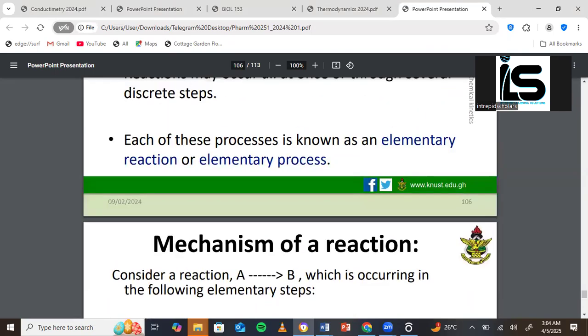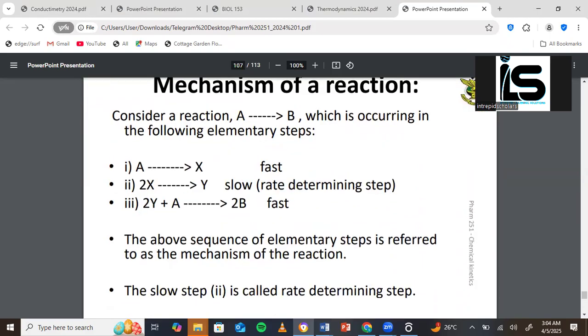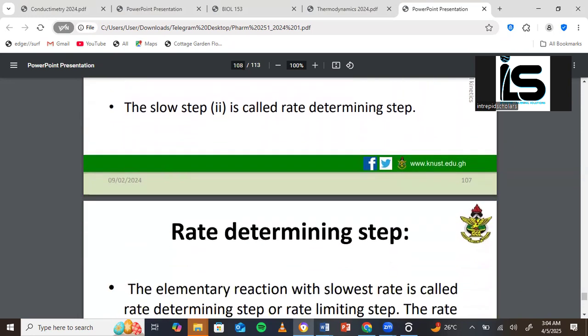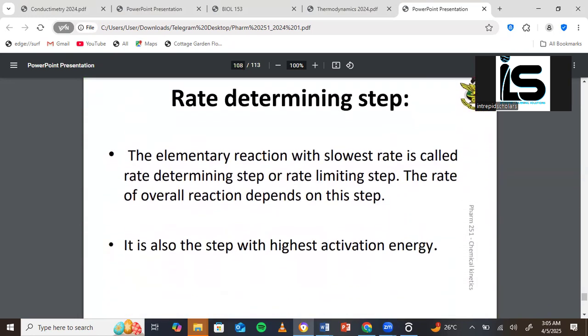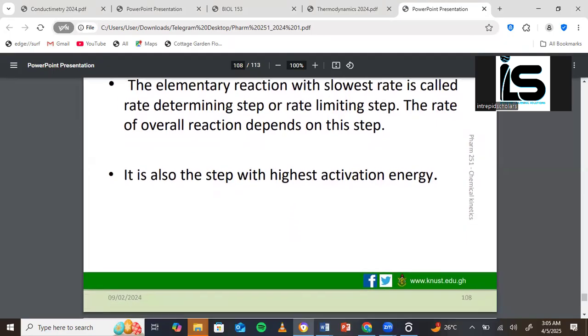Now, each step within this process is called an elementary reaction or elementary process. That means for this overall reaction, A reacting to form B, we have 3 elementary reactions. Now, what we have to note here is that the slowest step in the elementary reactions is what we call the rate determining step. The rate determining step is the slowest step in a series of reactions.